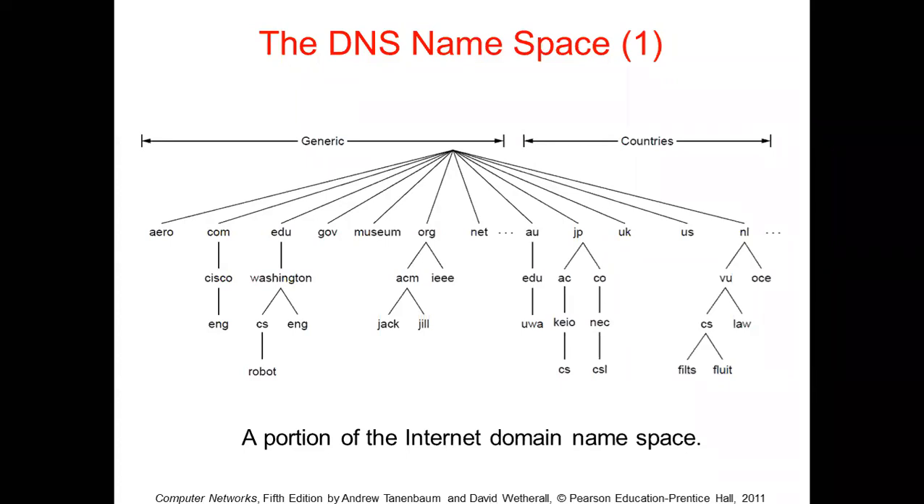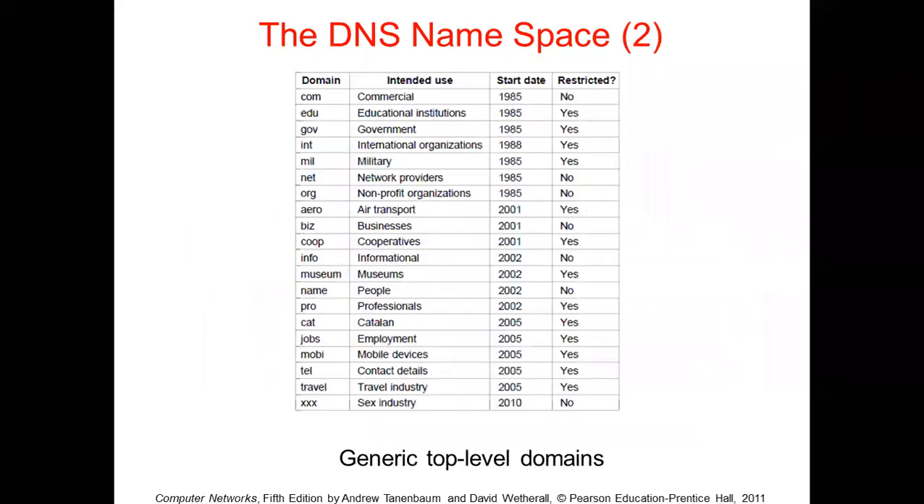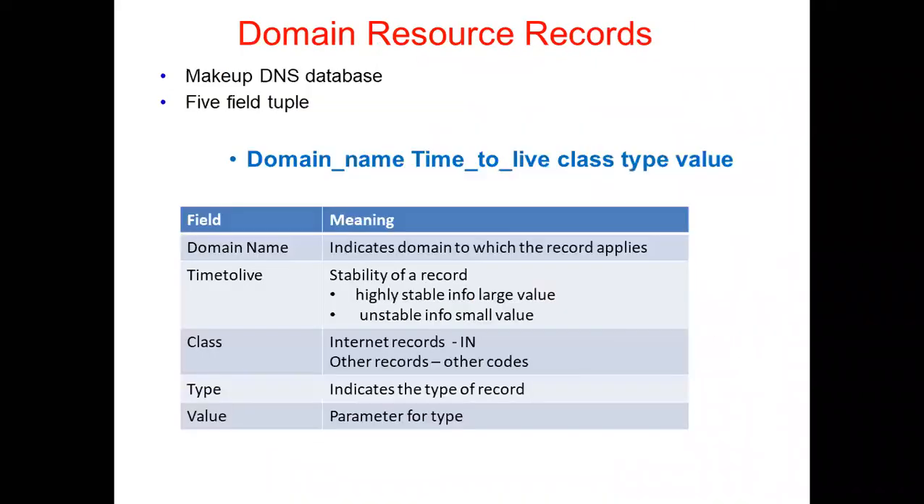Now we should know how the domain name system works. Generally, we start from the leaf and go upwards to the root. We must also know the full forms of each of the domain names. And now we must know what is meant by a domain resource record. Usually, domain resource records make up the DNS database. The DNS database is made up of 5 fields: domain name, time to live, class, type, and value.